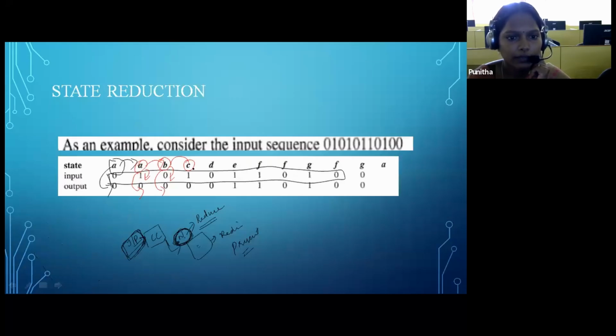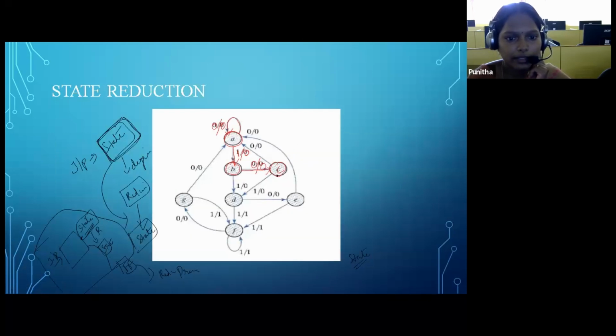In C, I'm applying the input 1. Then I'm getting the output 0, and the next state will be D. Output is 0, next state D. This is my current state C, in which I'm applying the input 1. For that I'm getting the output 0, and my next state is D.